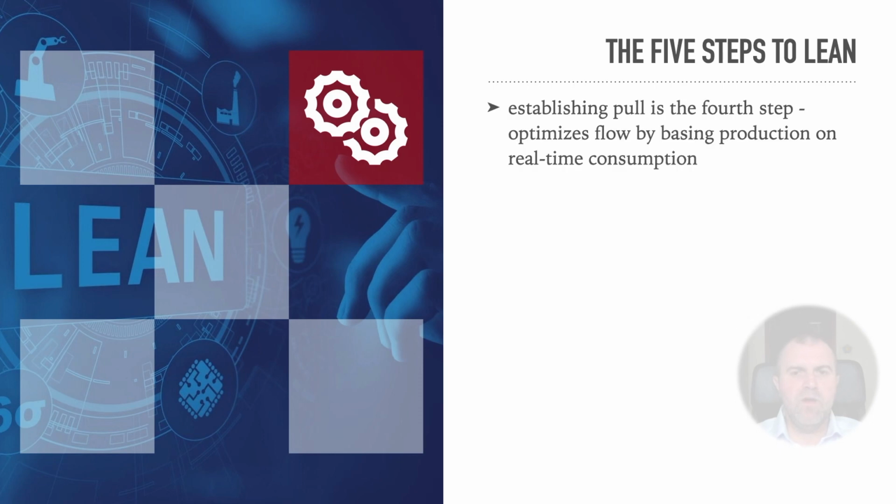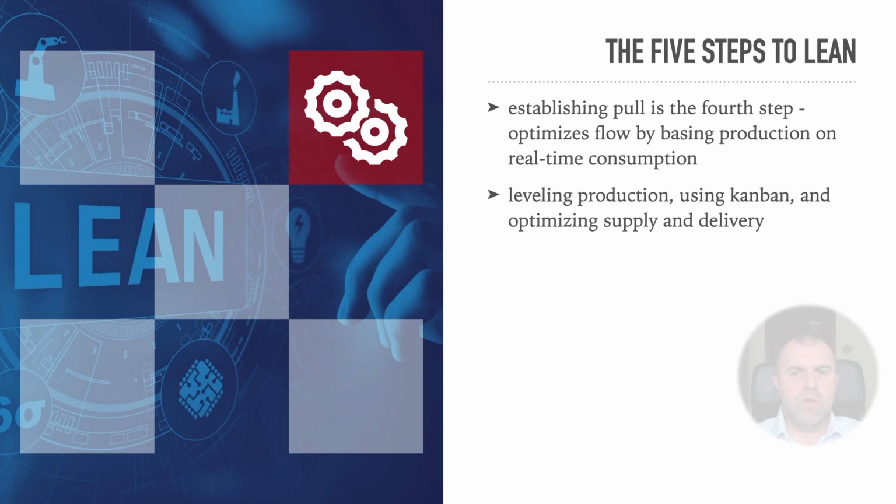Establishing pull is the 4th step. It optimizes flow by basing production on real-time consumption. Ways to do this include leveling production, using Kanban, and optimizing supply and delivery.